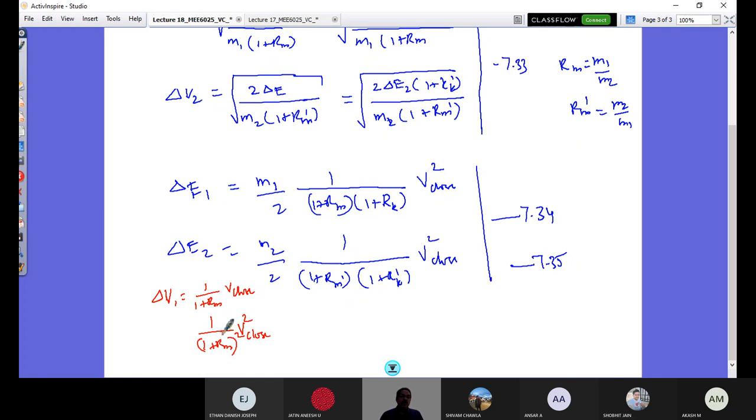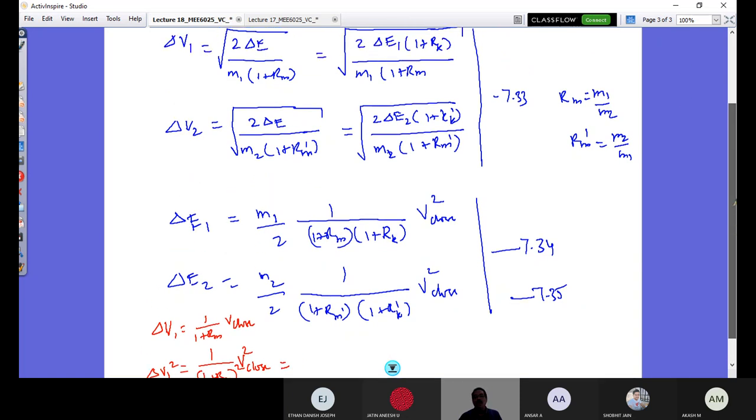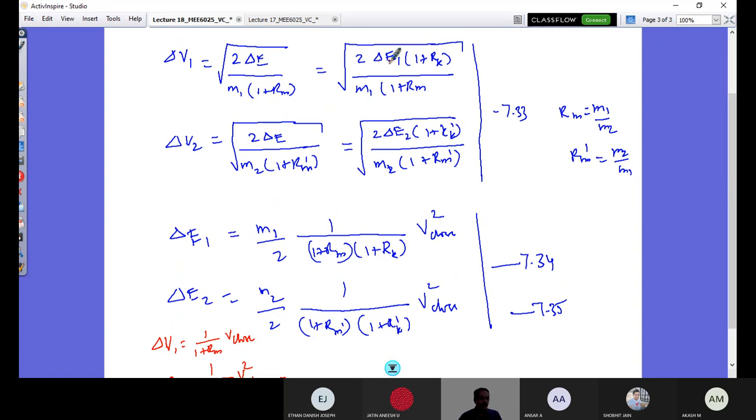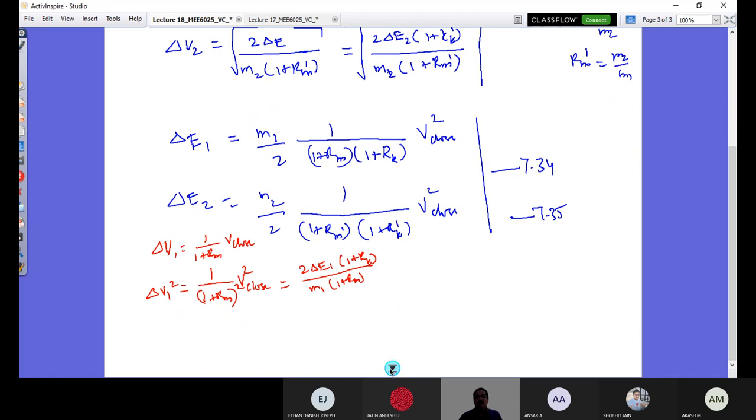So if I square this, so delta V1 expression, you have it here. If I square this, what will happen? Delta V1 square would be this square, and that would be equal to, what is the expression of delta V1 we had here in terms of the simplified model? This one. So 2 into delta E1 into this. So let me just use that expression here now. Since it is squared, it is 2 into delta E1 into 1 plus Rk by M1 into 1 plus Rm square. So this is what is proving 7.34 now.